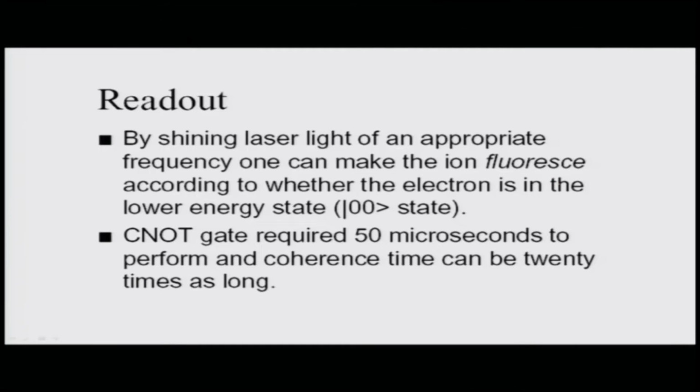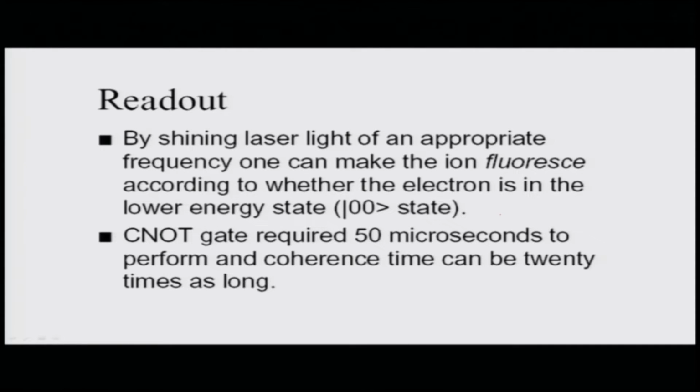Most of the time the readout is done by shining light of an appropriate frequency, and the ion fluoresces. So the readout is essentially done by shining a light of an appropriate frequency that reads out the property of the system by making the ion fluoresce according to whether the electron is in the lowest energy state or not.